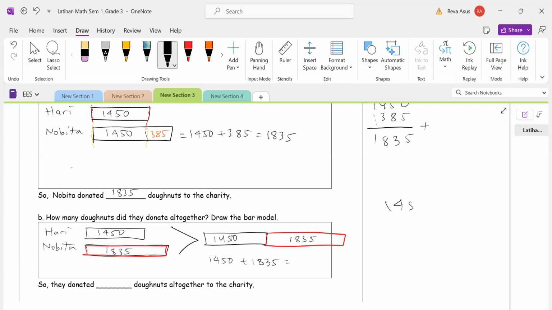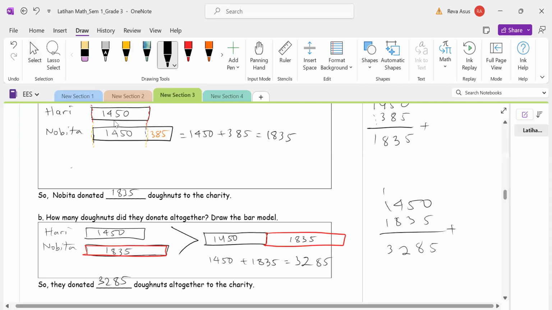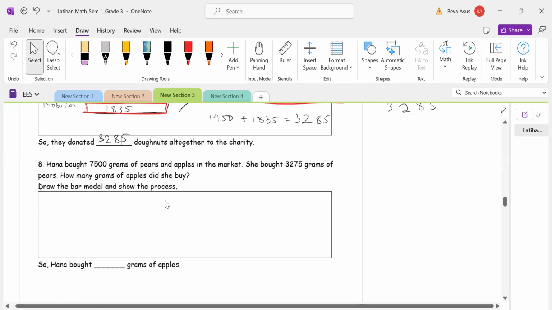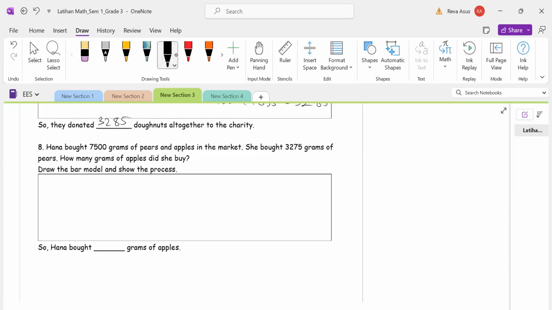So 1,450 plus 1,835: 0 plus 5 is 5, 5 plus 3 is 8, 4 plus 8 is 12. We can write 2 here and put 1 up, and then 1 plus 1 plus 1 is 3. So it is 3,285. Don't forget to write the conclusion here. So they donated 3,285 donuts altogether to the charity.